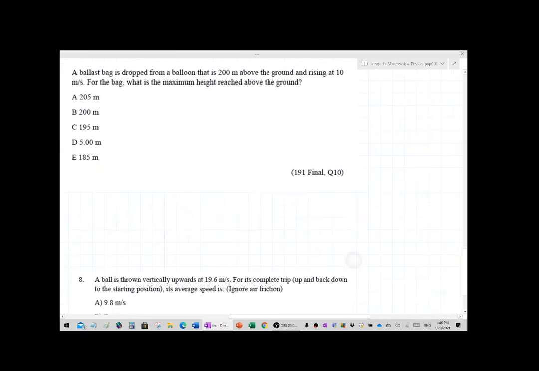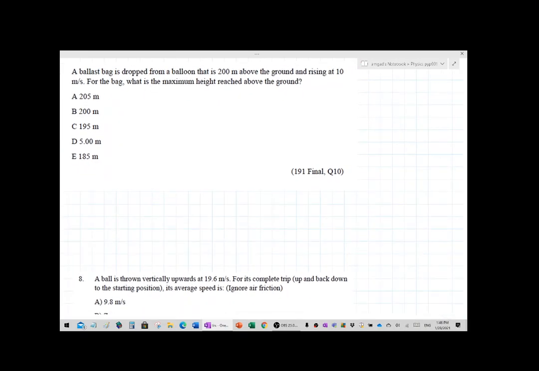A ballast bag is dropped from a balloon that's 200 meters above the ground. So there is a balloon that is 200 meters above the ground, and it is rising at 10 meters per second. So its speed is upward because it's rising and equals 10 meters per second. This balloon drops a bag. So somebody in the balloon, or whatever the technique, will leave a bag.